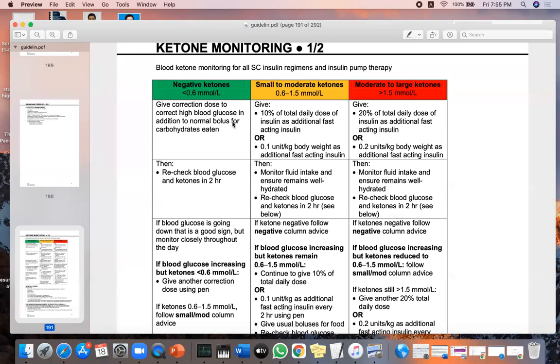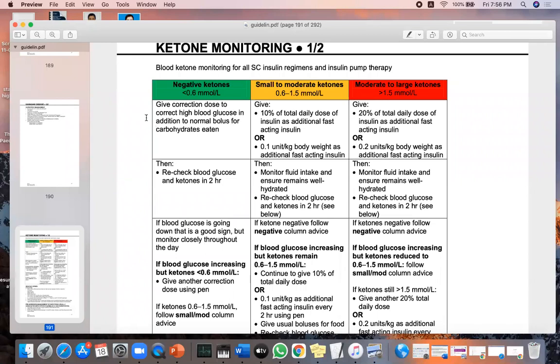Now, for the correction dose, you have to think whether the child is an infant, toddler, or adolescent. In case of infant, below 10 kg, we give 0.5 unit to correct 5 millimole. Above 10 kg, we give 1 unit to correct 5 millimole. This is the rough estimation. Another rough estimation is correction dose is half of the sick day dose. Sick day dose is 10% or 20%. This is sick day dose. Okay.